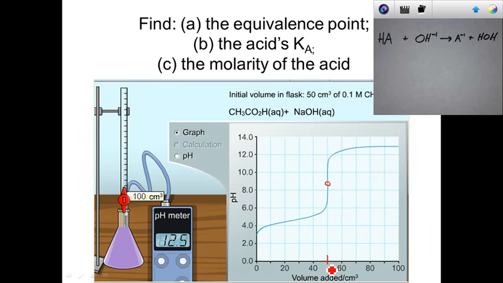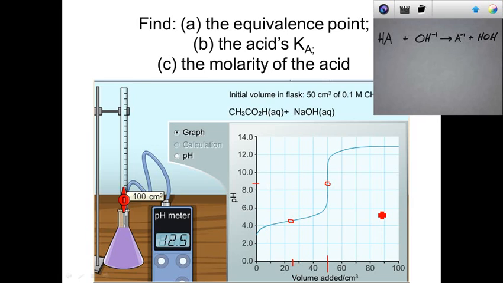X would be about 50 milliliters. Y would be close to a pH of 9. Not quite right. Not quite there. Now, something important happens as we lead up to that. When we get halfway to the end point, halfway to 50 is 25, we have a point here. It's not the end point, but it's halfway to the equivalence point.